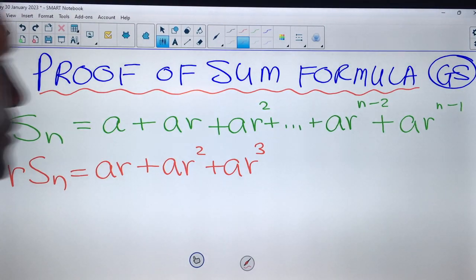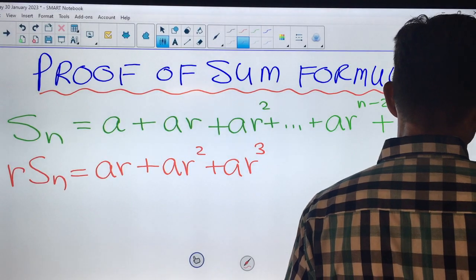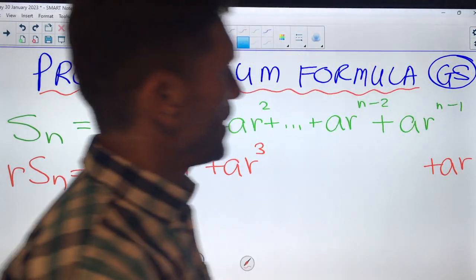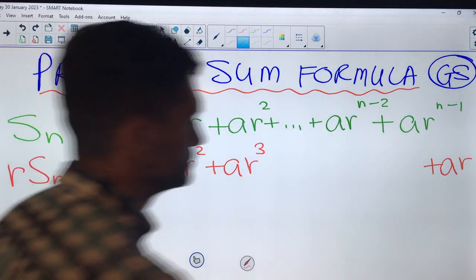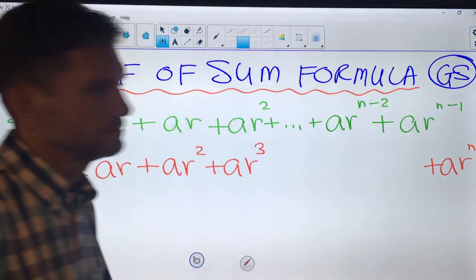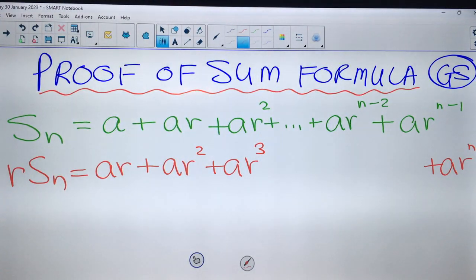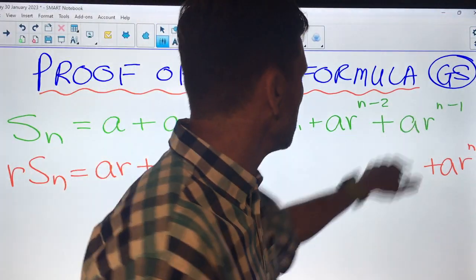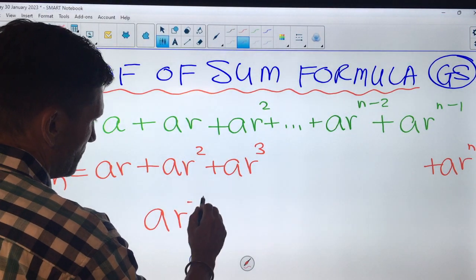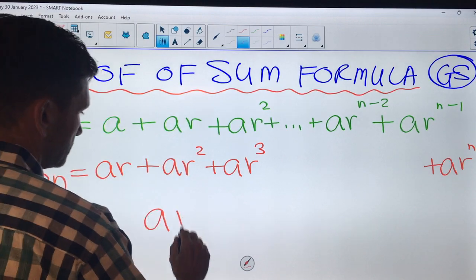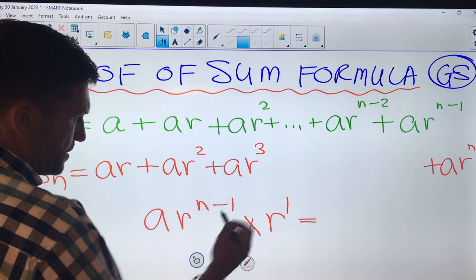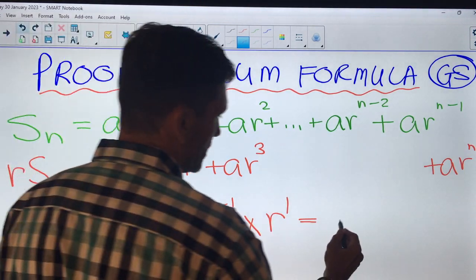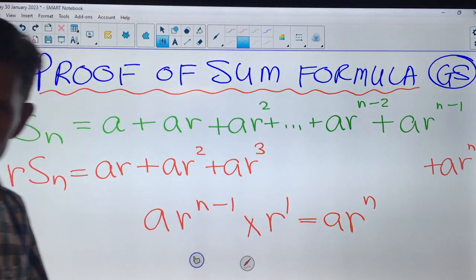My question to you is, what will be the last term now if I multiply the last term by R? What will the power of that term be? Isn't it AR to the 2N? No, just N. Because if I multiply R to the power of N minus 1 by R, add the powers together, that gives me 0, so I'm left with AR to the N. Does that make sense?